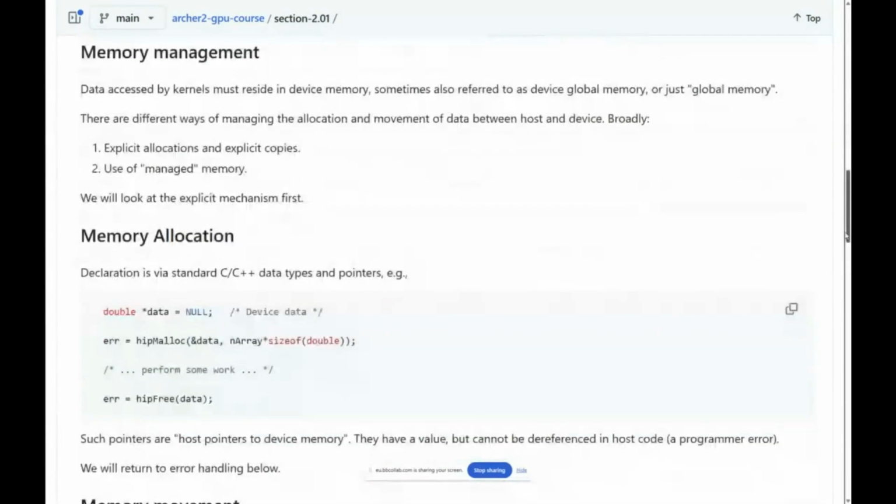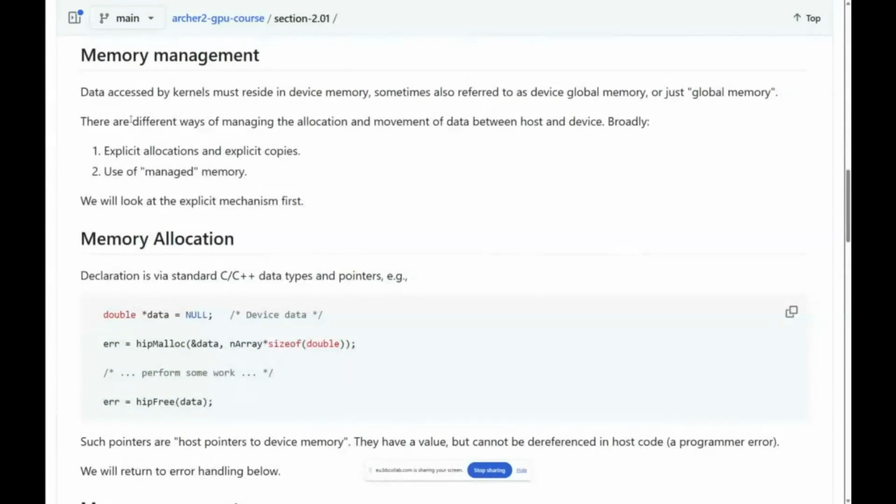What we're going to talk about is memory management. Data accessed by kernels must reside in device memory, sometimes also referred to as device global memory or just global memory. I don't like referring to it as global memory because I think that becomes ambiguous and a bit confusing. If you had some form of managed or shared memory between the host and device, you might think of global memory as being accessible to both. So I'll try and refer to this as device memory or device global memory.